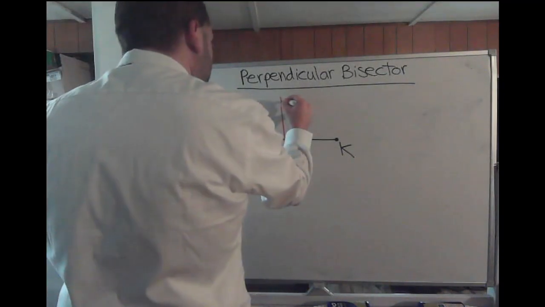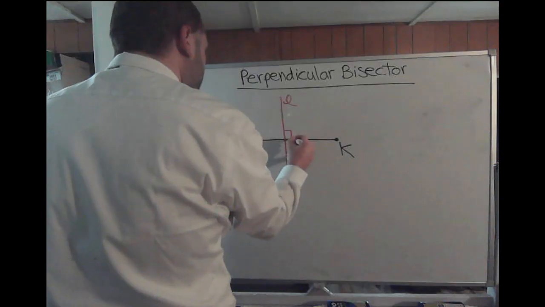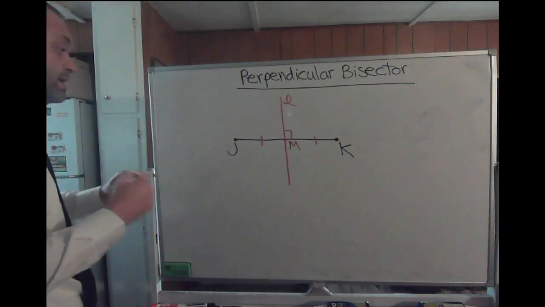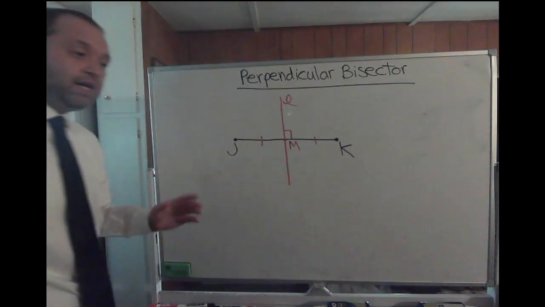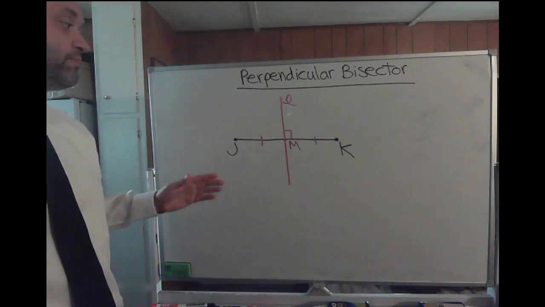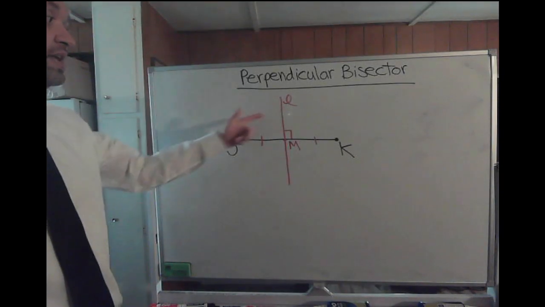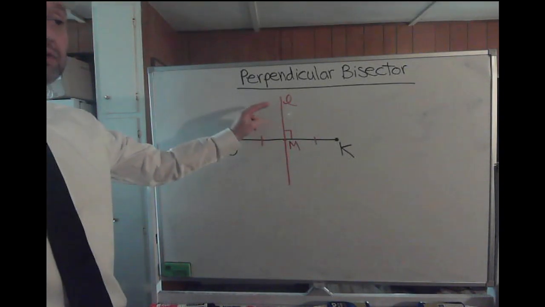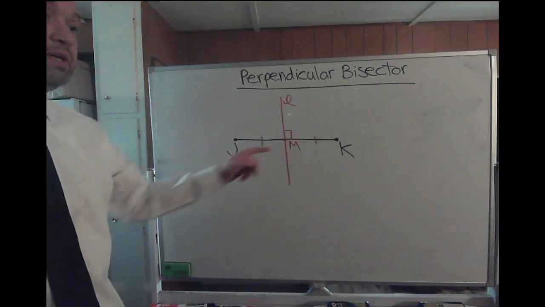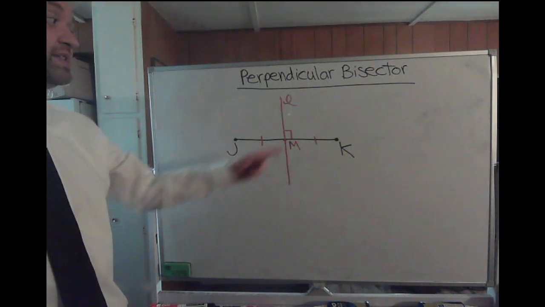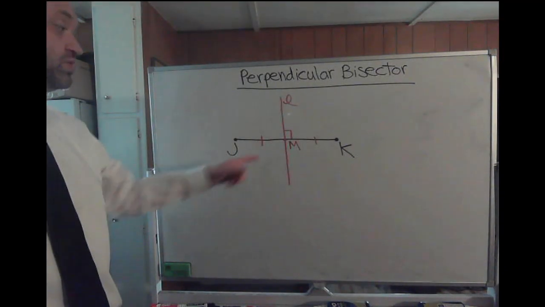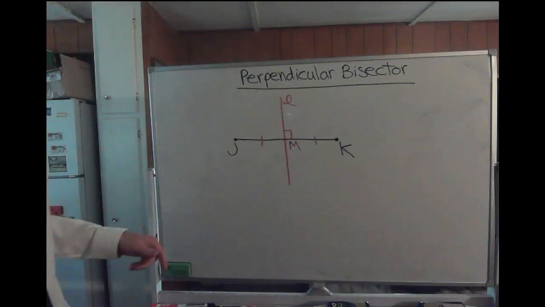This will be line L. This will form a right angle here. And then these two will be congruent. Okay. So the perpendicular bisector of a line, ray, or segment is another line, ray, or segment perpendicular to that line, ray, or segment. Perpendicular in the sense that it forms a right angle, right? But it also bisects the segment it's perpendicular to.